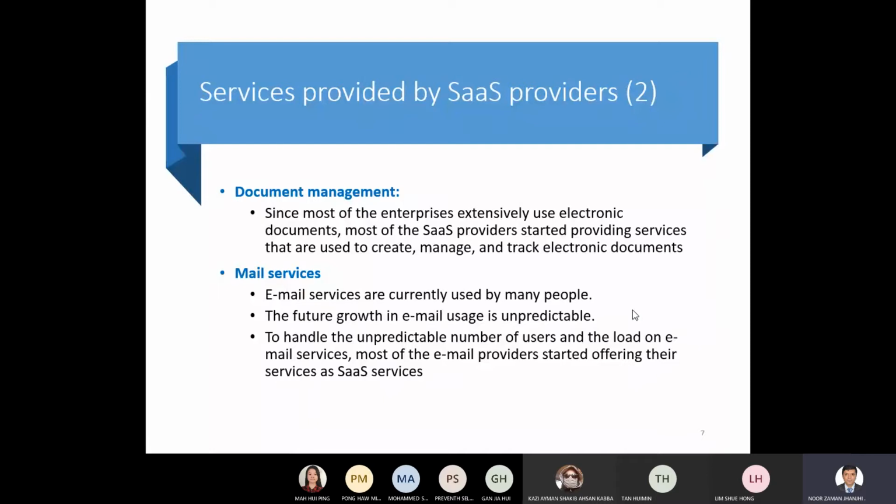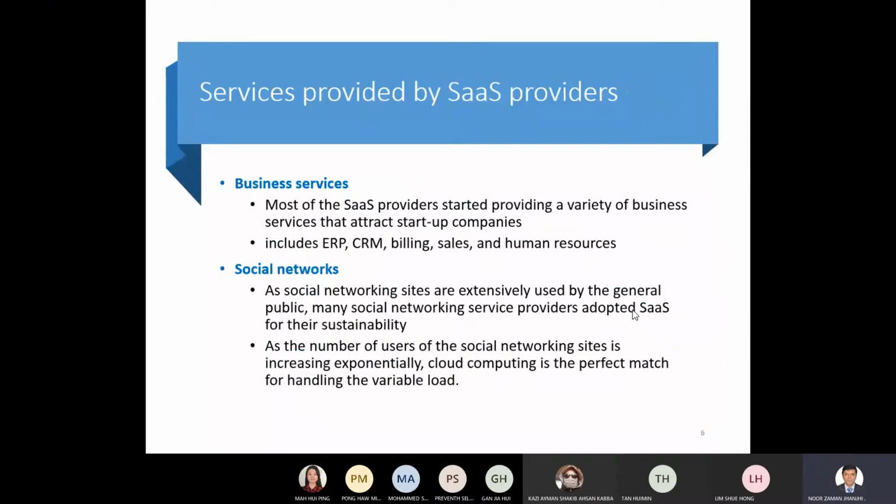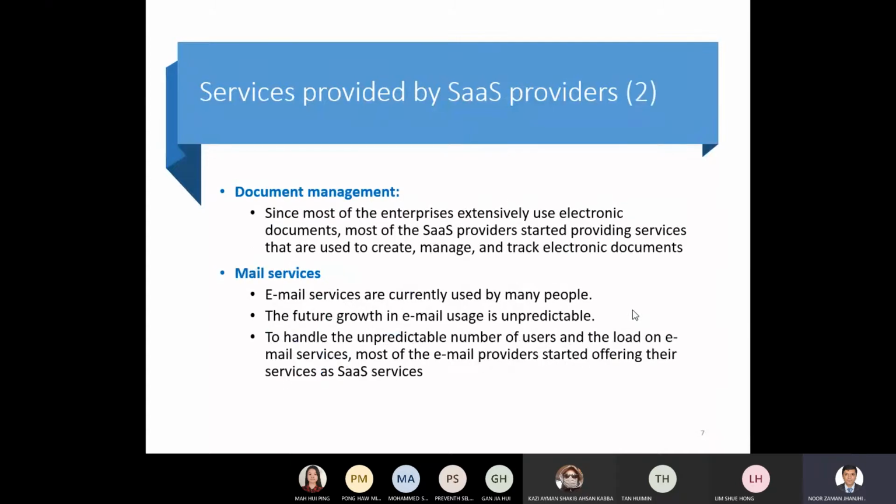So other than the business services and the social network services, the document management services are there, the mail management services are there. If you remember, we discussed ERP solutions, CRM solutions, billing solutions, sales solutions, HR solutions, education solutions, finance solutions. There are so many things, and social network solutions, documentation solutions, and the mail services. We are using so many mail servers, and they are providing so many mail solutions to their clients as well. These all services are apart from the software as a service.